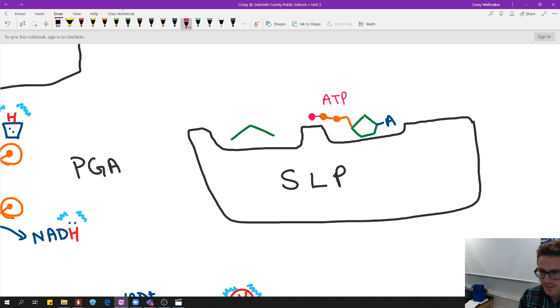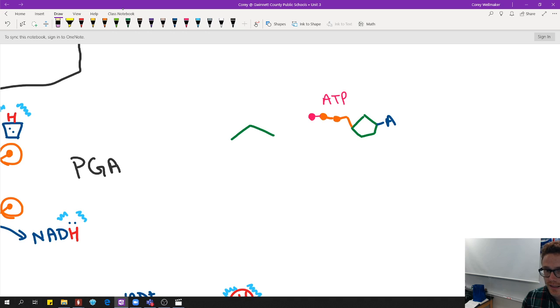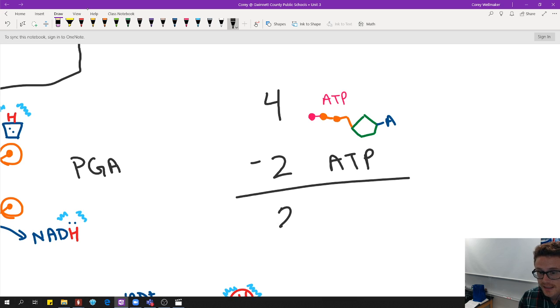So what do we get out of this? This is the end of glycolysis. What does the cell get out of all this? Well, the cell gets 4 ATP. But remember, it had to spend 2 ATP in order to get here. So in reality, the net gain is 2 ATP.